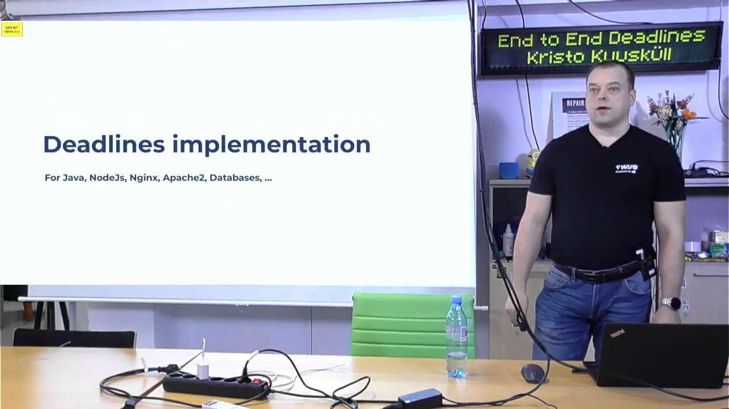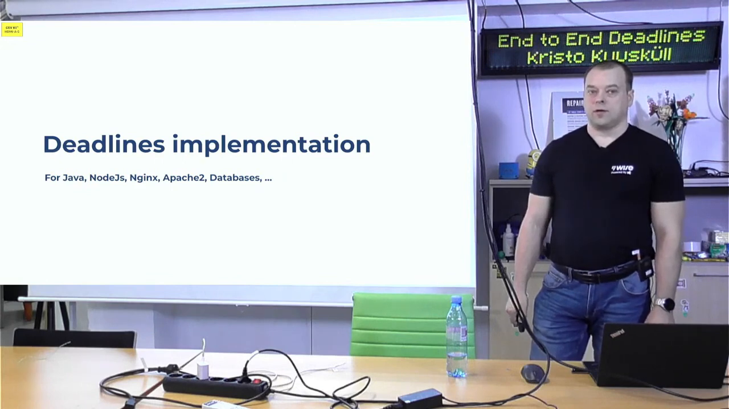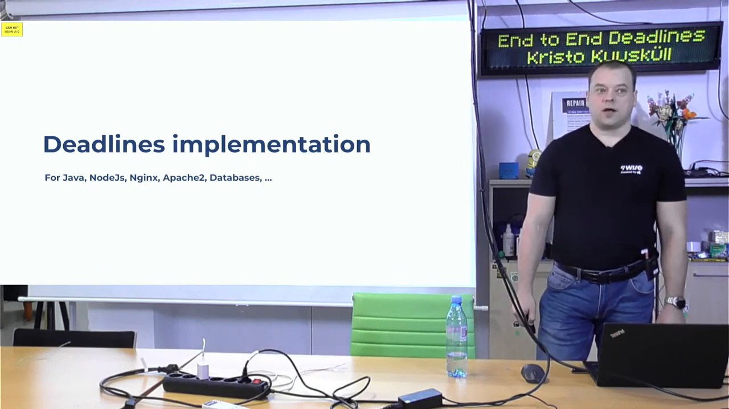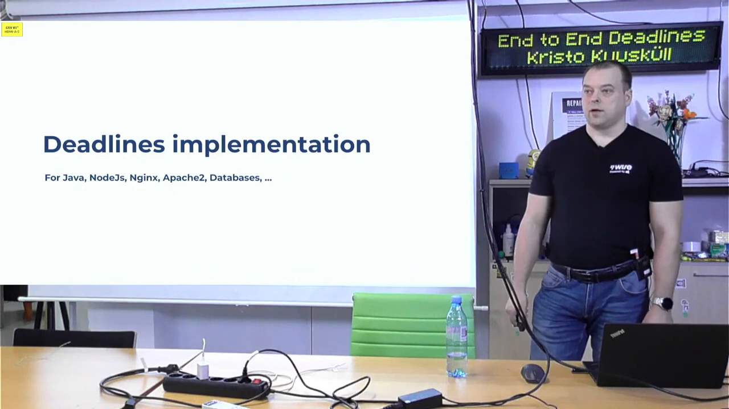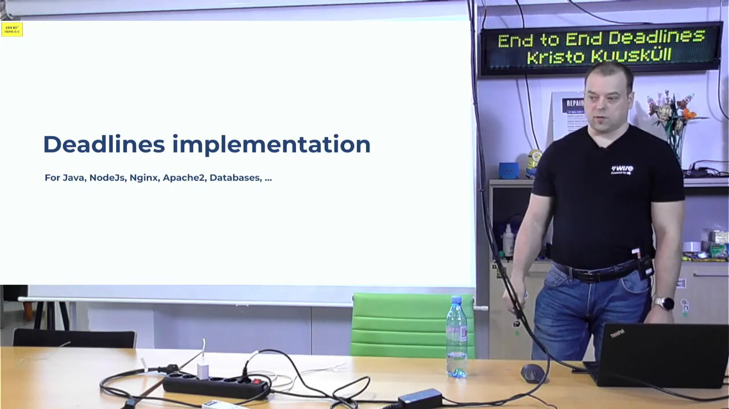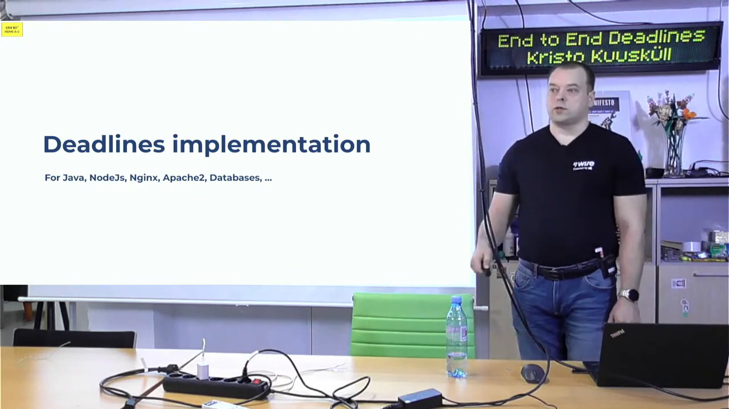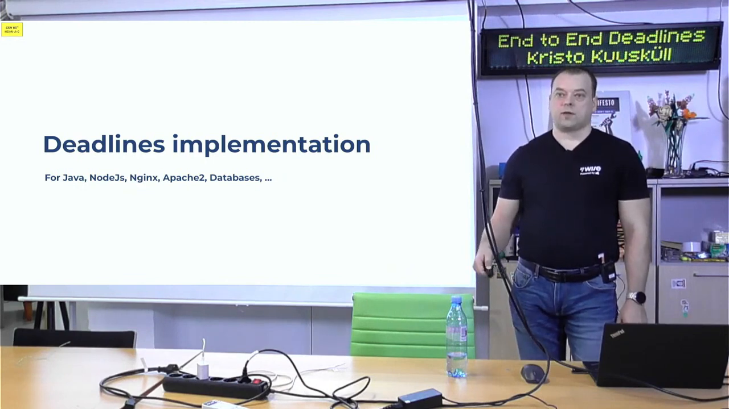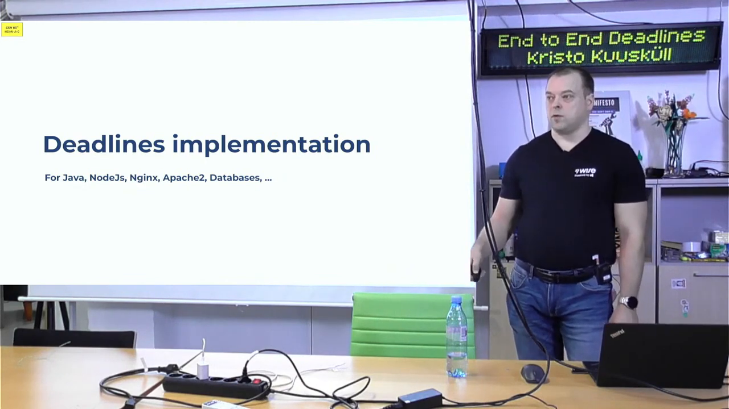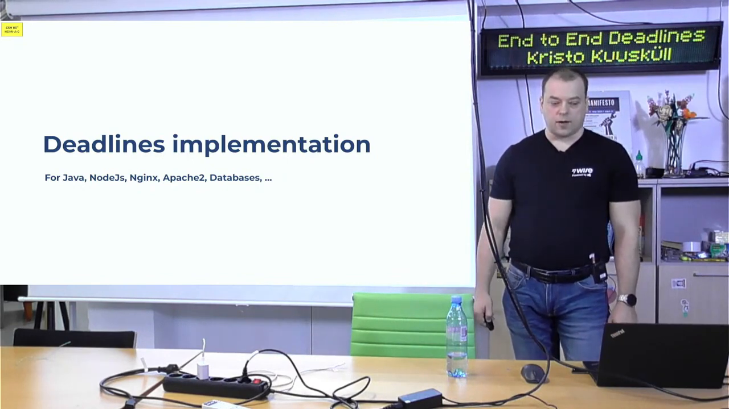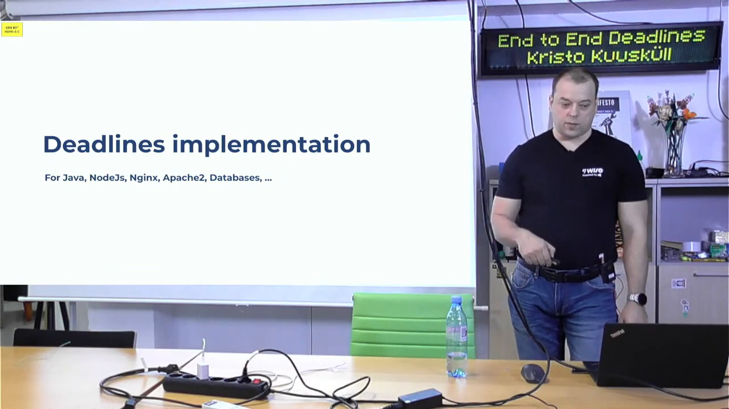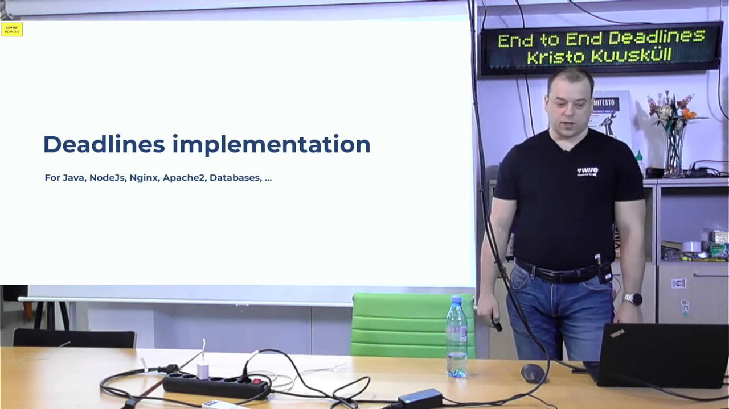But implementing deadlines in your organization is not so straightforward and not so easy, especially if you already have a lot of microservices and a lot of components. You have proxies and service meshes and maybe different technology stacks, like Java and Node.js. Then it takes time to implement it. I'll come back to this point later, on why it cannot be just configured or something like that.